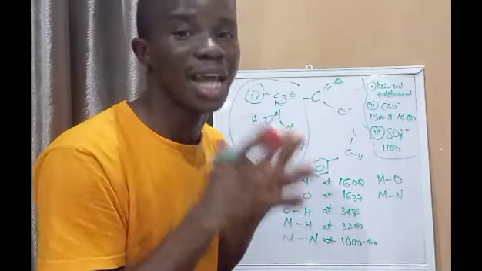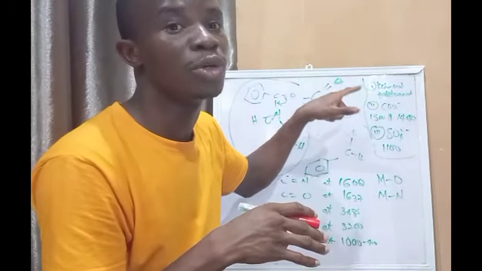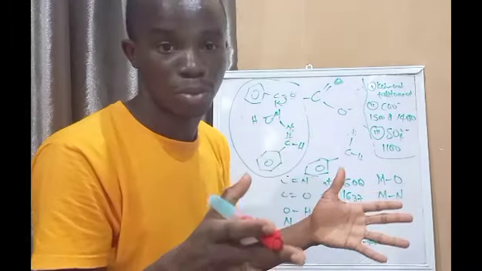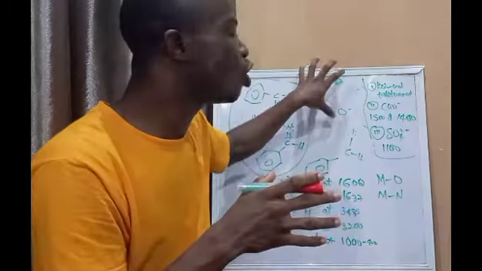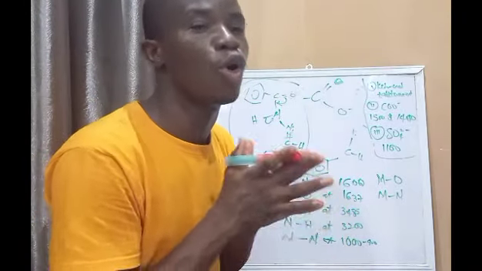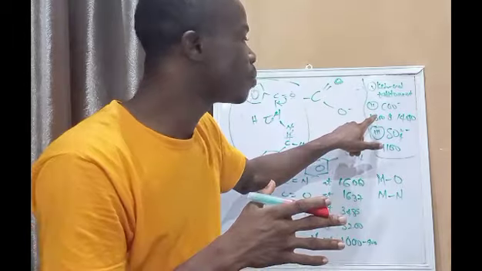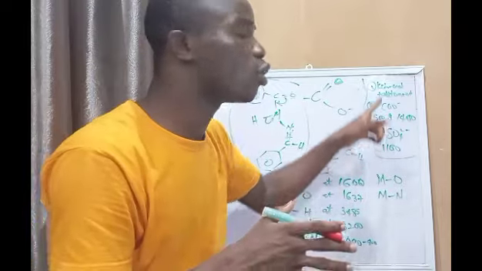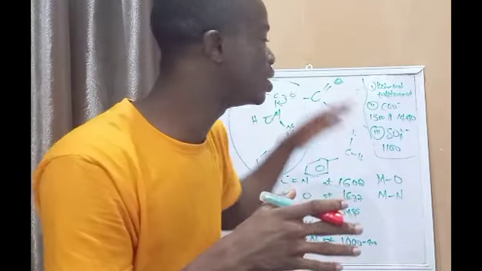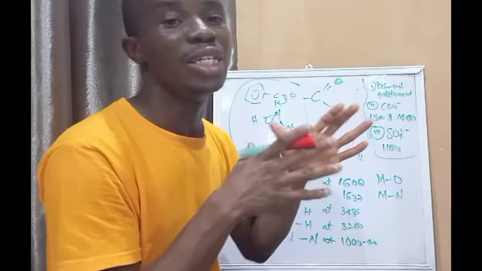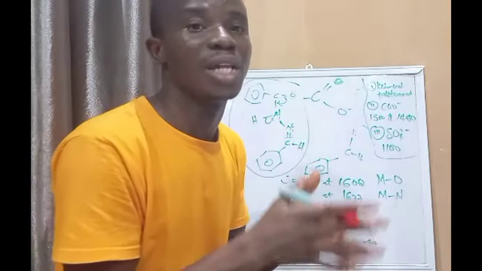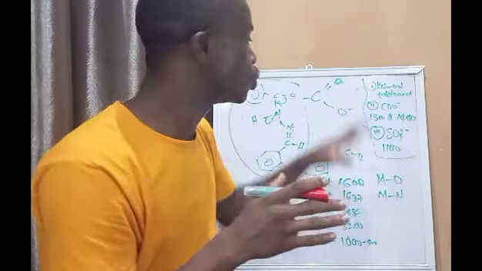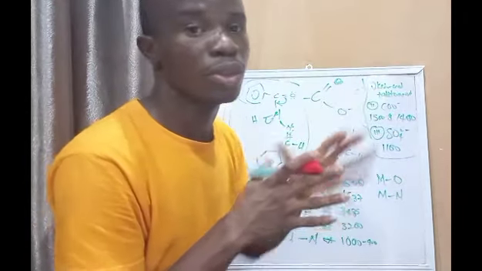So they can also give us a ligand that involves carboxylate coordination, and they will give us a spectrum and ask us to determine whether the coordination of the carboxylate ion is unidentate or bidentate. So the difference between the vibrational frequency of the asymmetric vibration and that of the symmetric vibration determines whether the carboxylate ion is unidentate or bidentate in terms of its coordination with the central metal. So it's also something of importance to take note of.